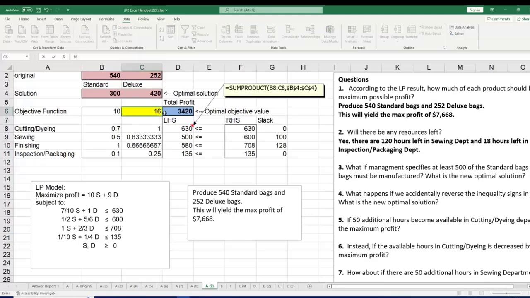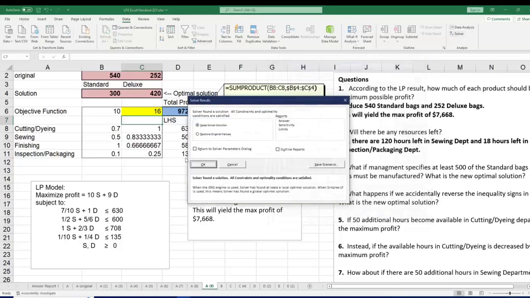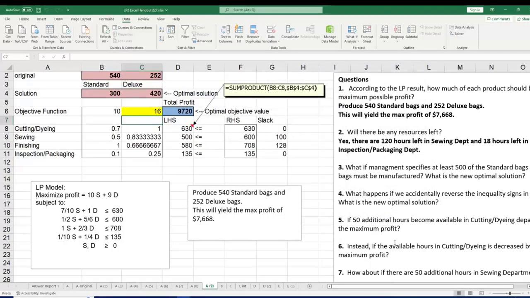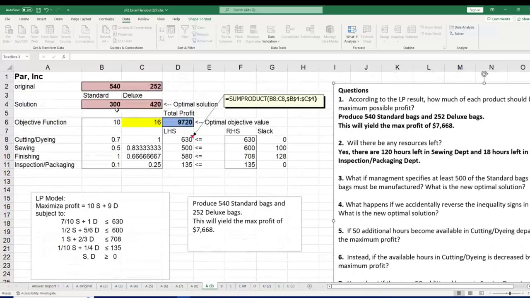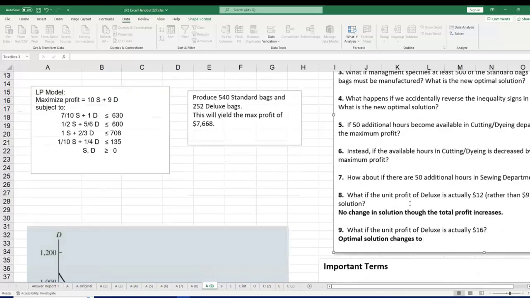We're going to put 16 here, and then solve, and this is what we get. So the optimal solution changes to 304.20. S is 300, and D is 420. So 304.20.